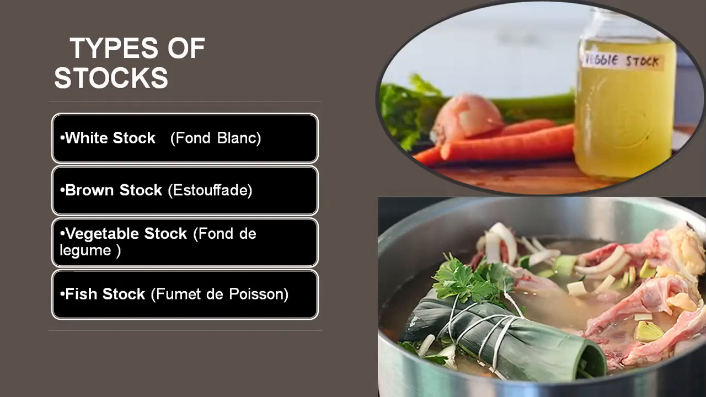In that, I'm adding the white stock video, which will explain it a little bit with the visuals. After that, the brown stock recipe, and I'm going to explain the steps with the help of pictures. Vegetable stock and fish stock, same as well. So let's start with the first stock.